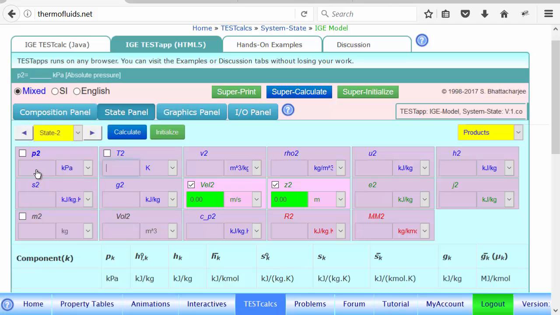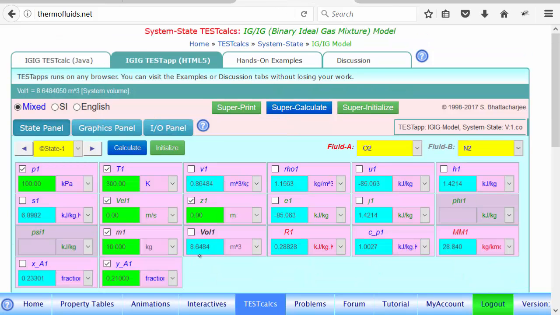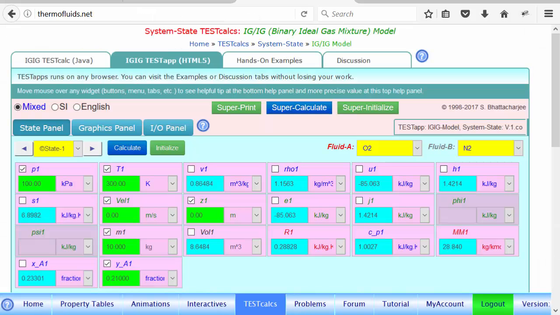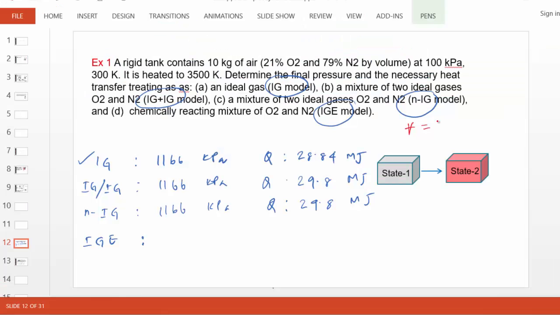We'll guess the final pressure, and make sure that the volume that we produce is the volume of the tank. Again, I forgot to mention the volume of the tank was 8.648 meter cube. Let me write it down. I should have written the volume down a long time ago. It was calculated to be 8.648. That was obtained from the IG model, or IG plus IG model, or NIG model.